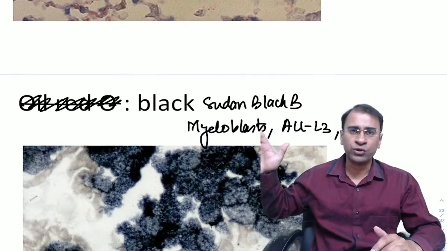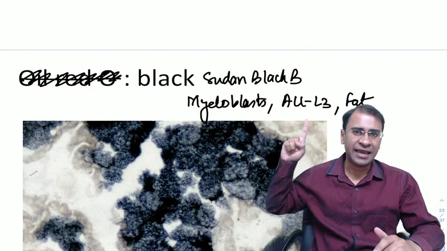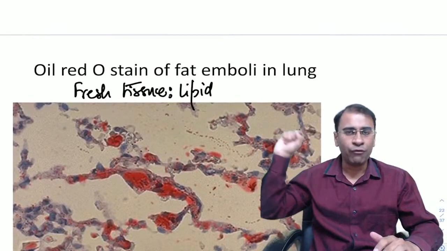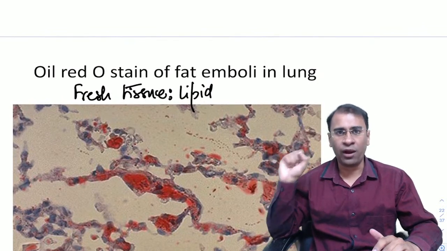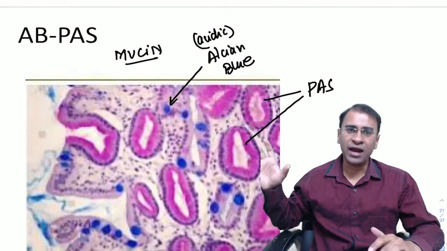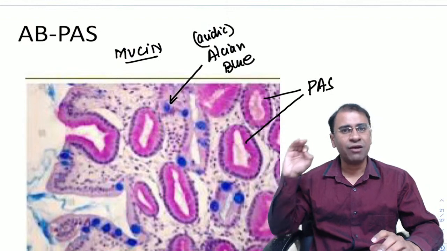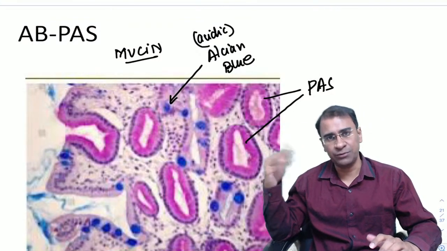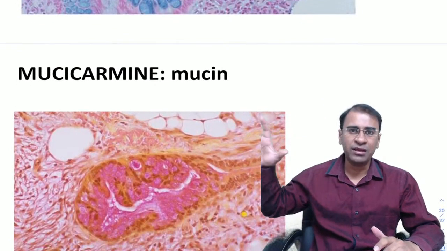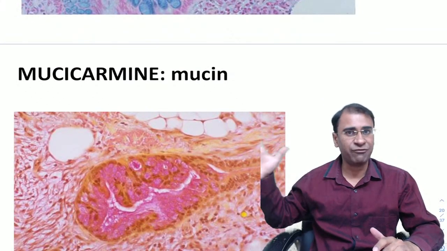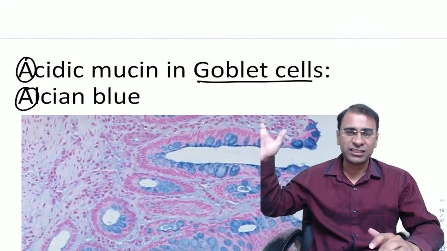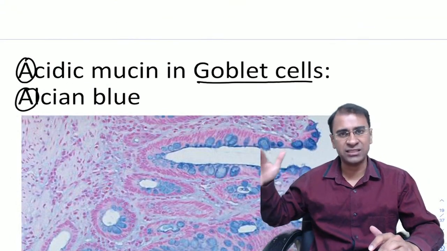Before that, we talked about Sudan black B for myeloblast, ALL, and not to forget the fatty tissues. Then oil red O for fresh tissue lipid. Before that, the AB-PAS combination, a beautiful stain: PAS for neutral mucin and AB for Alcian blue, acidic mucins. Then mucicarmine is the most specific stain for mucin, but it's not sensitive, so we don't prefer it a lot. Alcian blue, A for Alcian blue, A for acidic mucin.